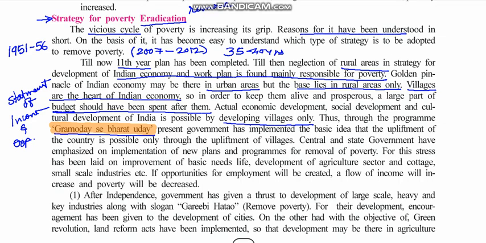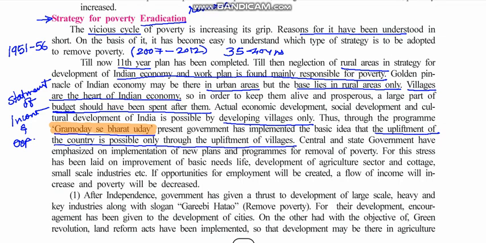The present government has implemented the basic idea that upliftment of the country is possible only through upliftment of villages. See, the upliftment of the country is only possible through upliftment of villages. If villages are not uplifted, then it is not possible to uplift the country.